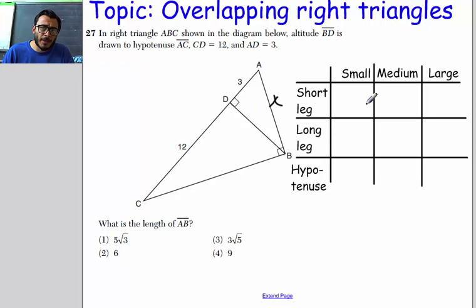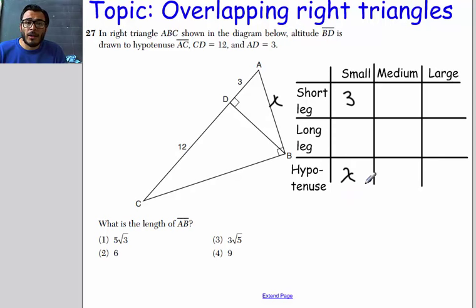So let's begin to fill in this chart with the measurements we have for each respective triangle. So for the small triangle, the short leg is 3. So the small triangle is triangle ABD, and then you can see that 3 is the shorter leg, so I'm going to write 3 here. The long leg is blank, and then the hypotenuse is X.